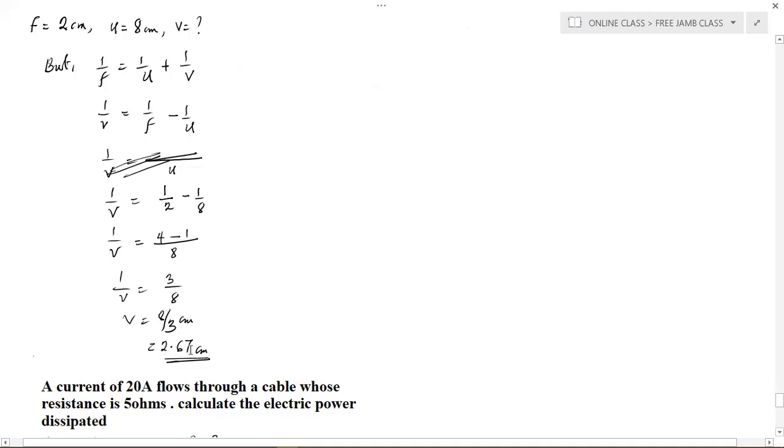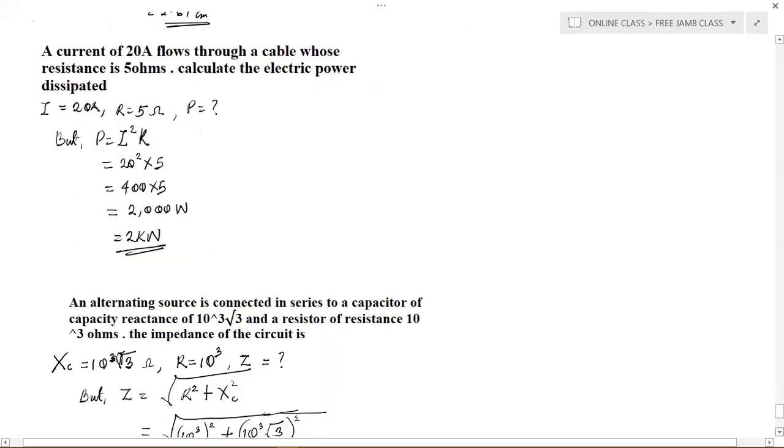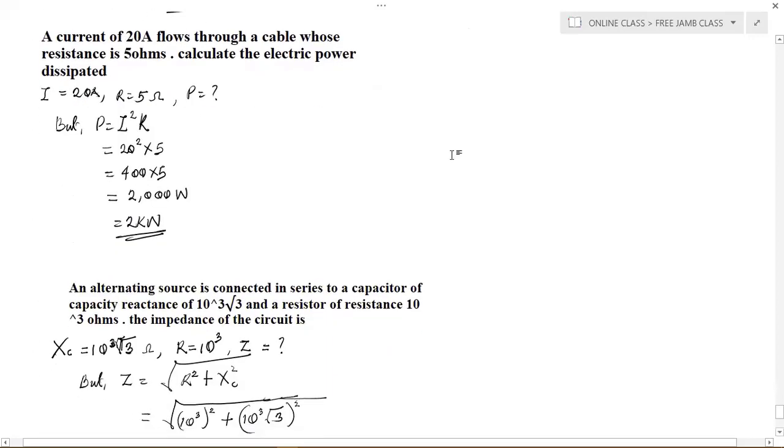And that's 2.67 centimeters. Now the next question solved: a current of 20 amps goes through a cable whose resistance is 5 ohms. Calculate the electric power. I is 20 amps, R is 5 ohms, P is unknown. P equals I squared R, which is 20 squared times 5, 400 times 5, which is 2000 watts.